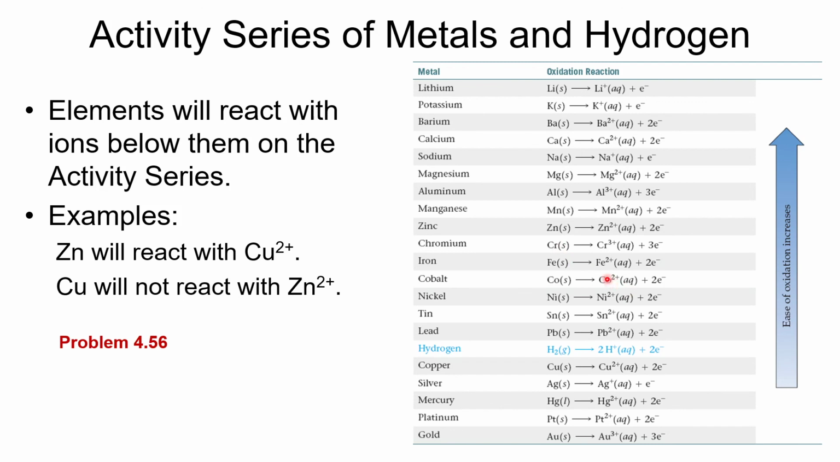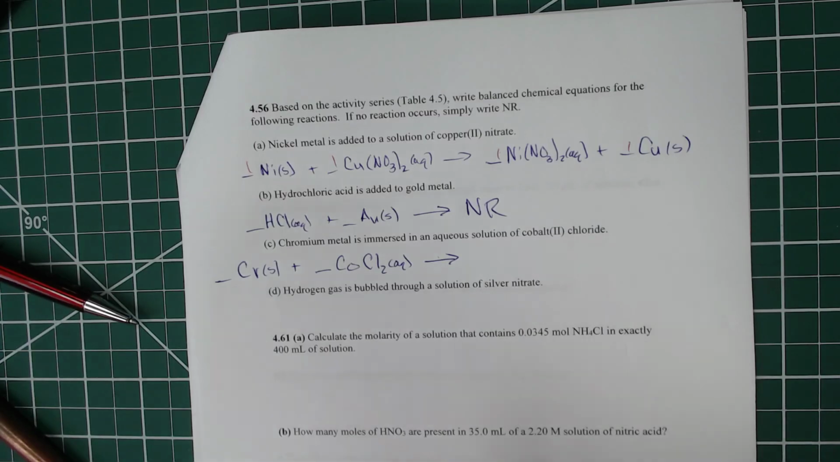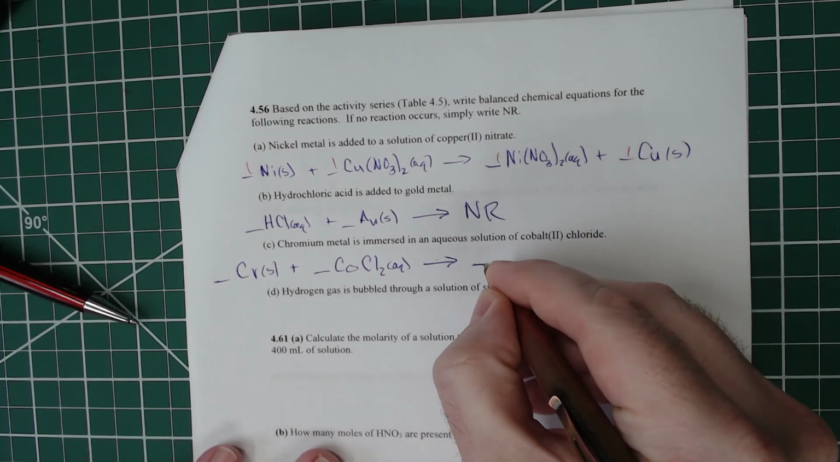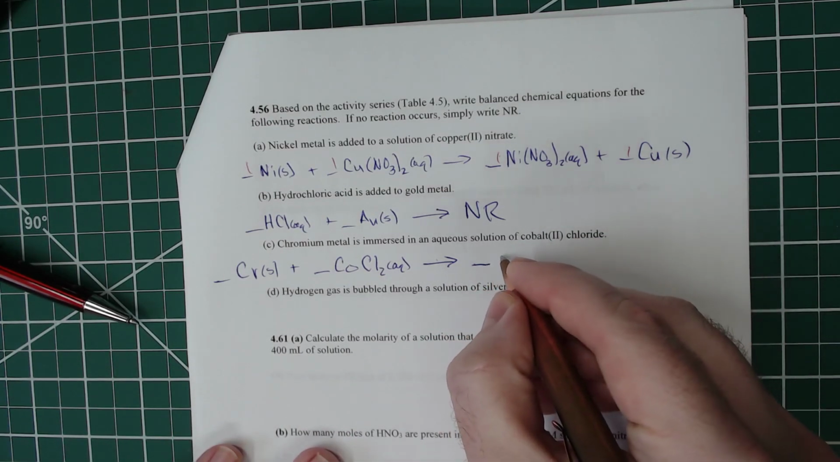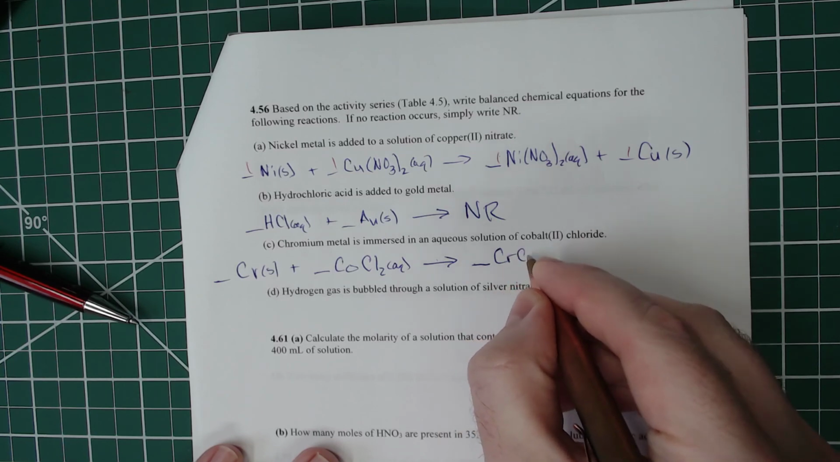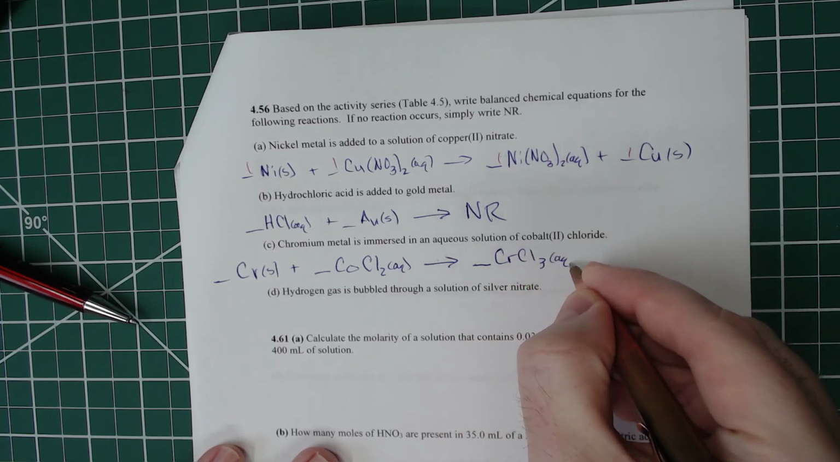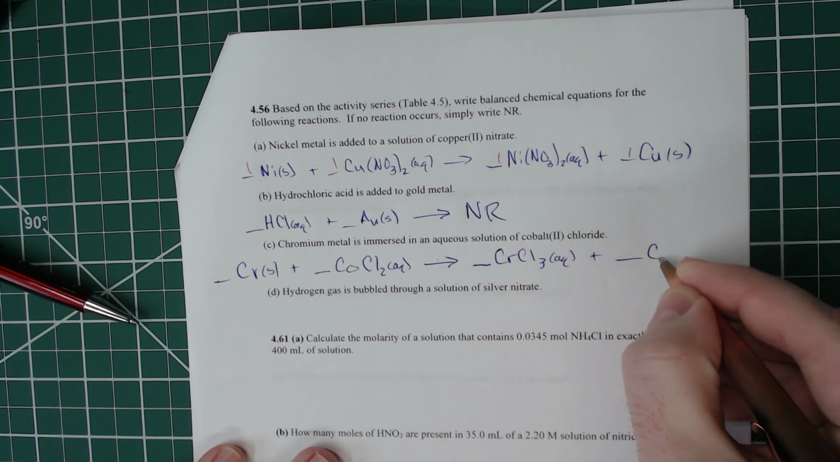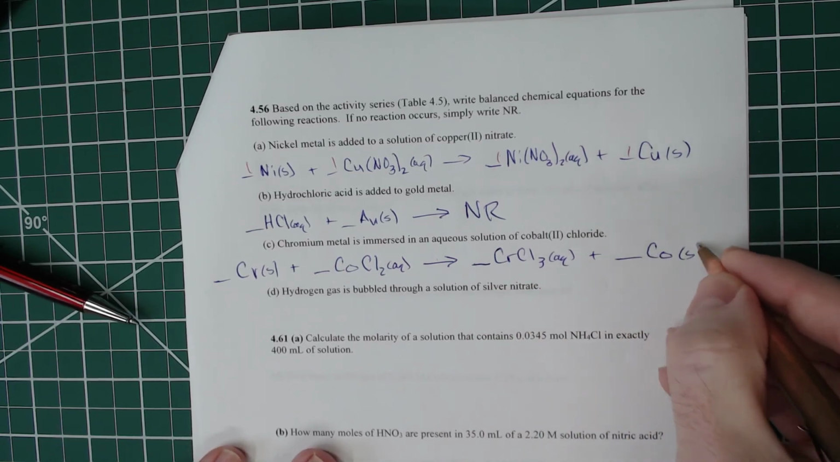Now, before we switch away from this page, you'll notice that when chromium gets oxidized, it forms chromium-3. Now, that's not a big deal. We can handle that, but it is going to change the stoichiometry just a little bit. So it will become chromium-3 because of that. So when we form chromium-3 chloride, it'll be CrCl3 aq, and then plus cobalt solid.